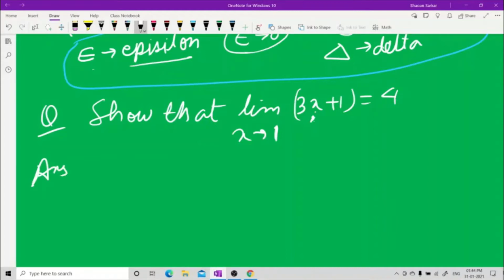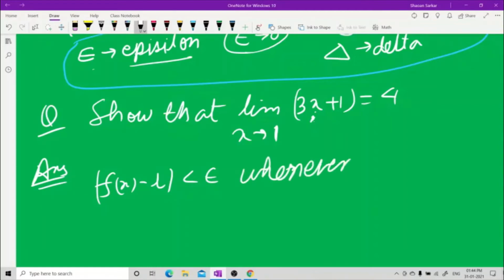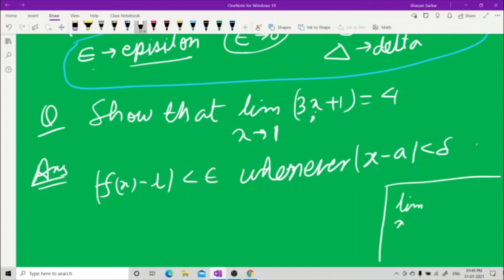Answer, how to write? First write |f(x) minus L| is less than epsilon whenever |x minus a| is less than delta. First write this formula, पहले ये formula लिखो. One second. Now compare with this equation. In rough, you do this. Compare with this equation: limit x tends to a of f(x) equal to L.